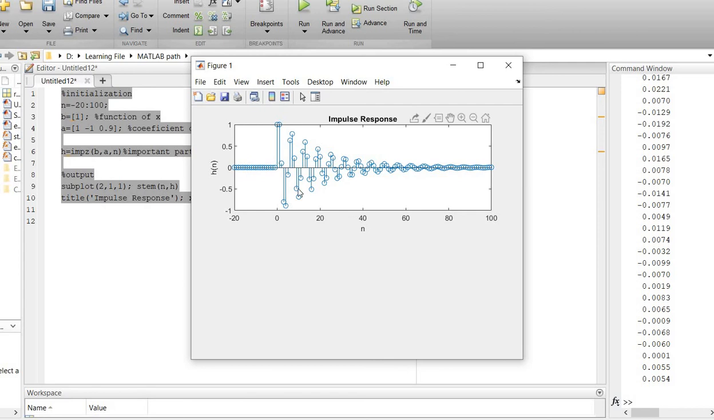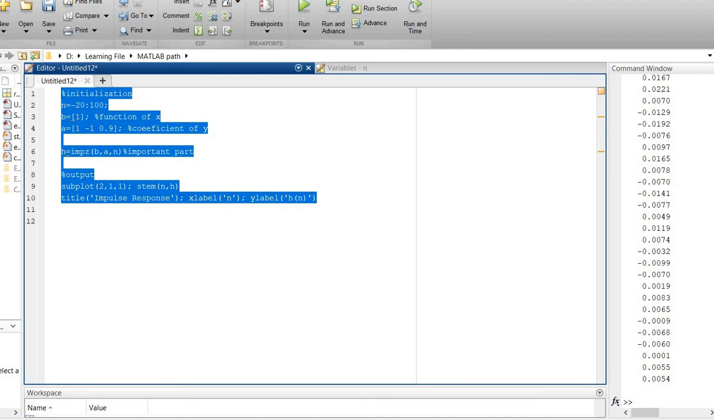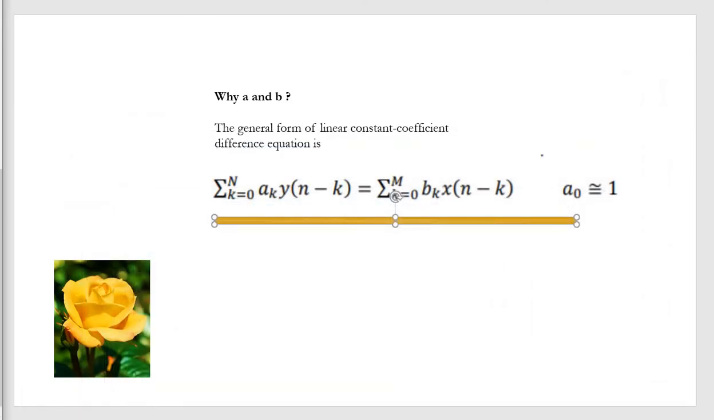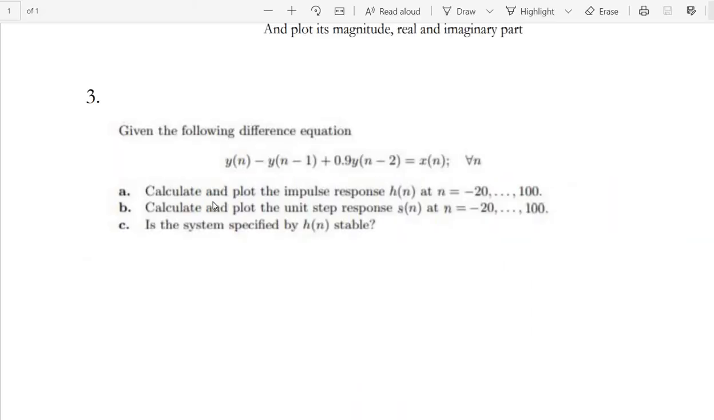So this is our h of n, and this is our impulse response. We're done with letter A. We've finished calculating and plotting the impulse response from -20 up to 100. Again, we've just used the impz function. So we're going to letter B.